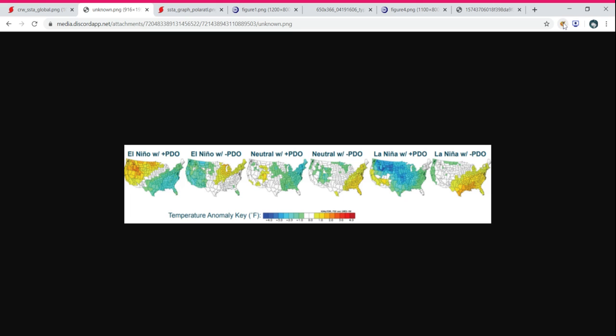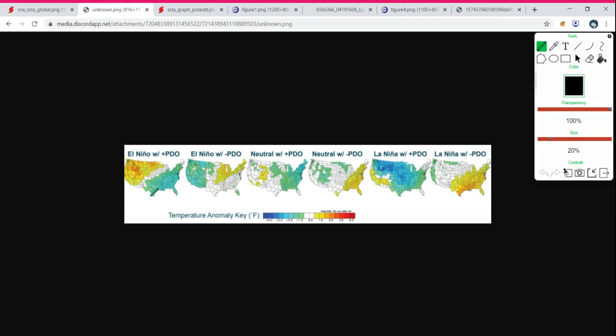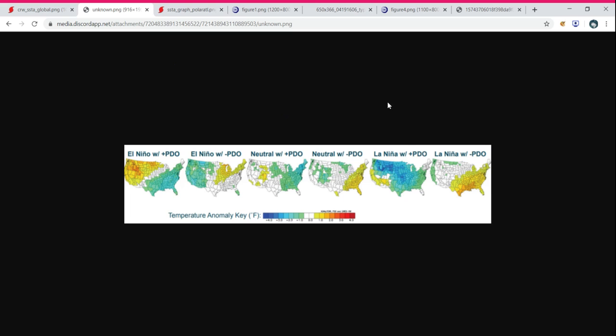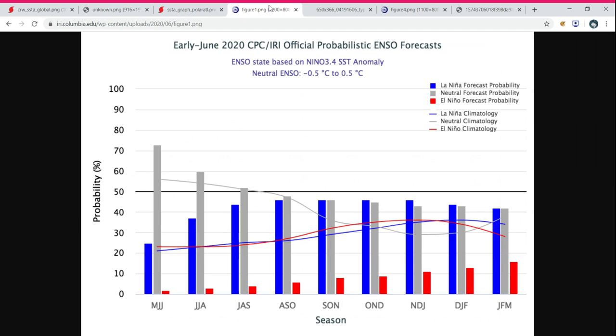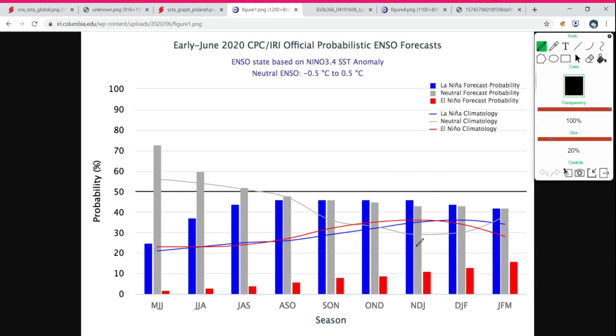The PDO is basically the sea surface temperature anomalies off the west coast, which you can see. So you can see it varies quite a bit with El Nino and La Nina and neutral. But let's get into our forecast so we can pick out one of these and try and see what the winter will look like. This is the probabilistic forecast, which basically means the probability of one of these occurring.